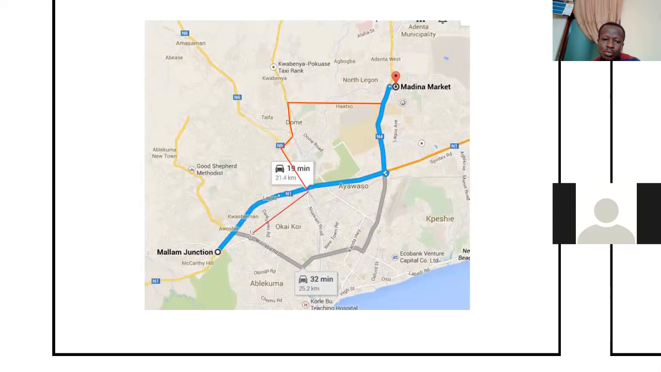You still get to Malam Junction, but it's going to cost you more to use this route than to use that one. It will depend on the traffic as well, and the road condition. So all this comes into your network analysis, guys. Just take note of that. All right.